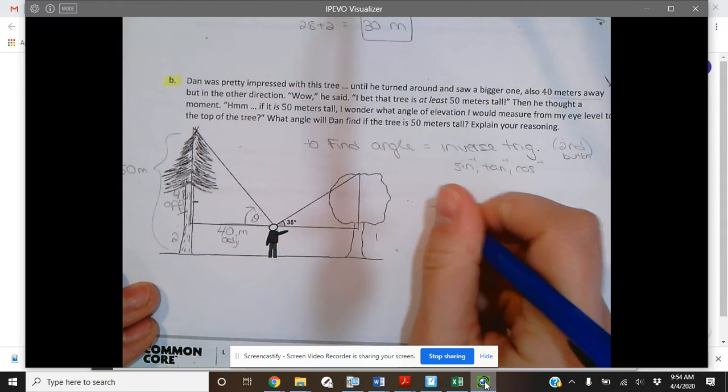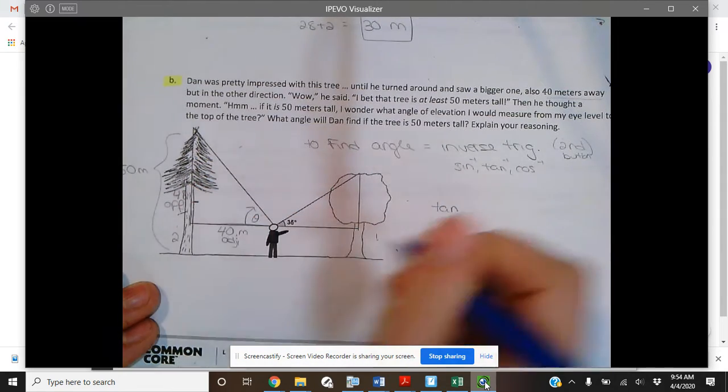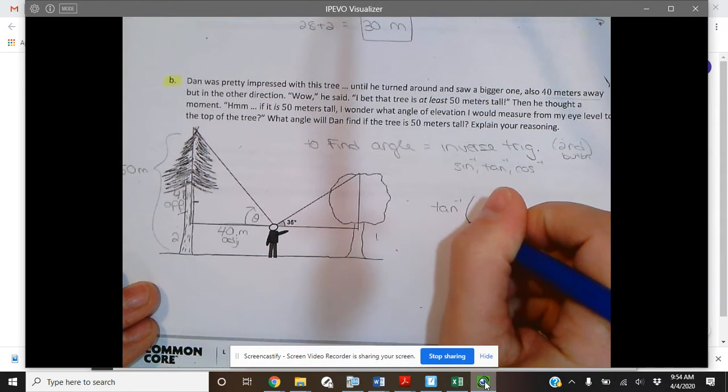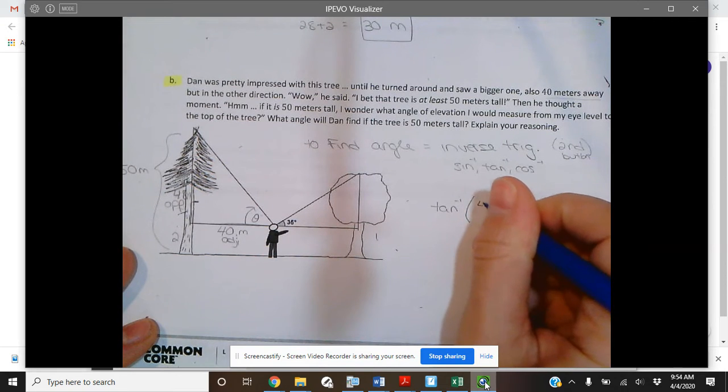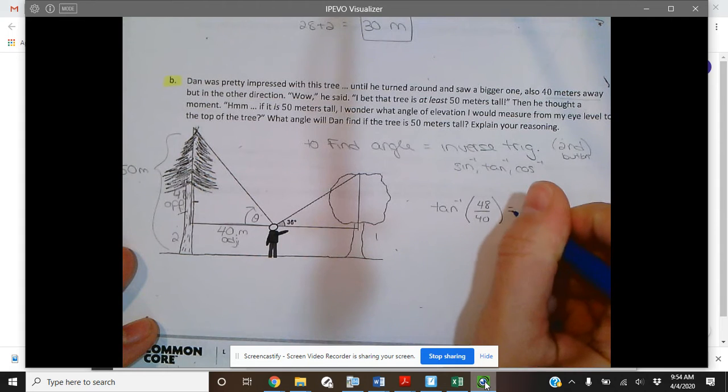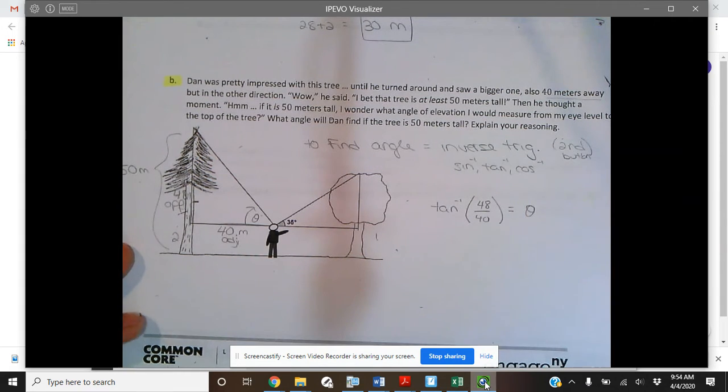And now we're going to do tan. Opposite over adjacent is tan, so tan inverse of 48 opposite over adjacent, and that's going to give you what theta is. So you're just typing that into your calculator.